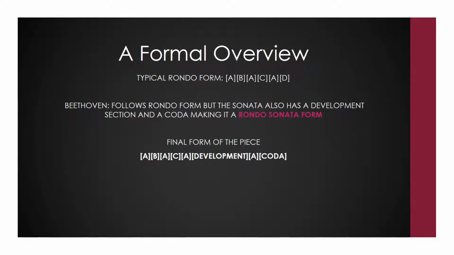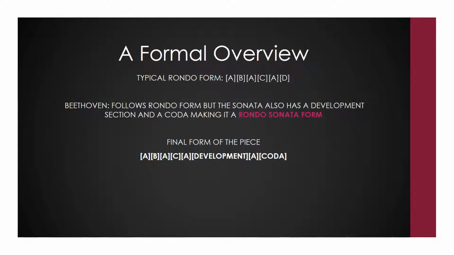So typically, a rondo form consists of an A, B, A, C, A, D format, which would be just the A section repeated in a lot of different sections, but with different material in between the A sections. So for the sonata, Beethoven follows a rondo form, but what is very specific about this rondo form and the sonata is that it has a development section and a coda in it, which not only makes it a rondo form, but also a sonata form. So the whole form of this piece is going to be a rondo sonata form.